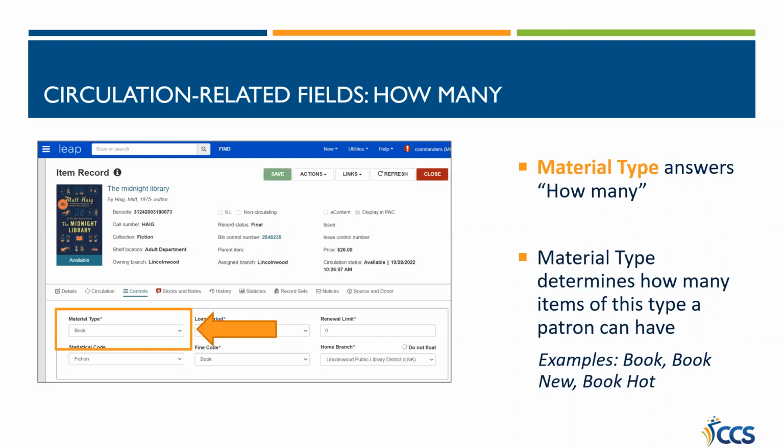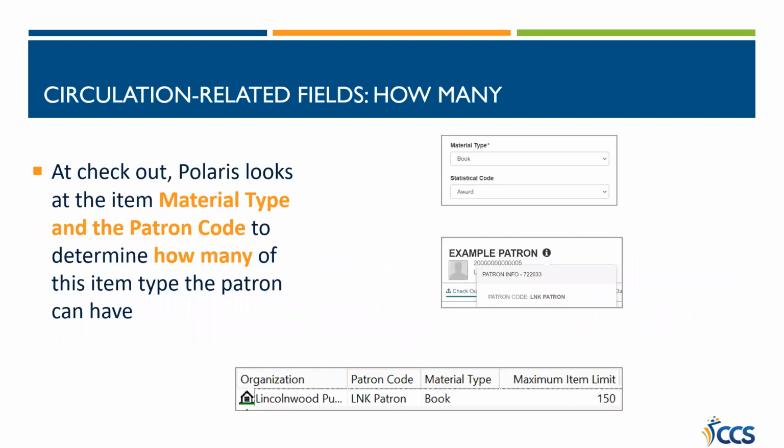So what happens at checkout? When a patron is checking out, Polaris looks at the item's material type, and it then looks at the user's patron code. So it's looking at who is checking out and what are they checking out. It then looks at those database tables on the back end to find the rules, and it takes action based on that policy.